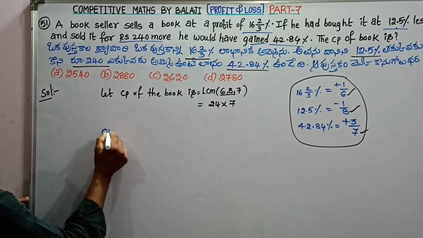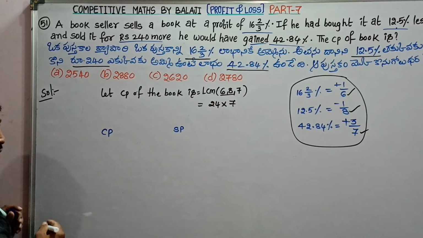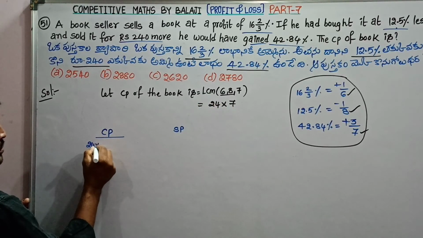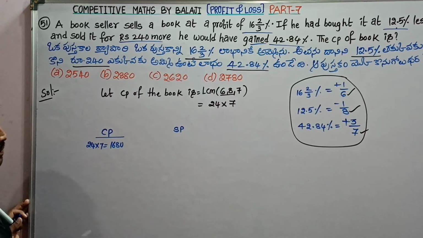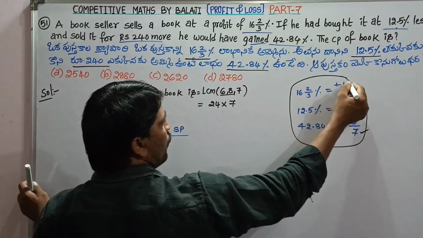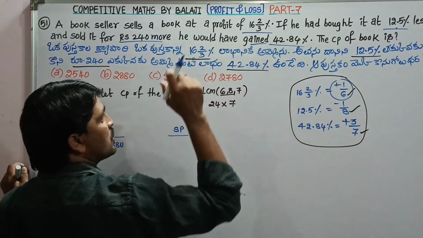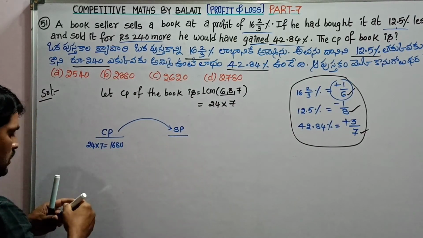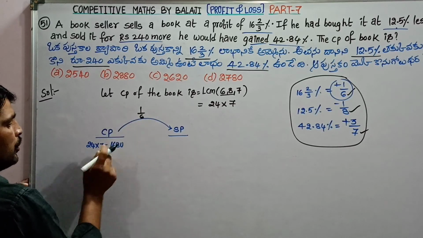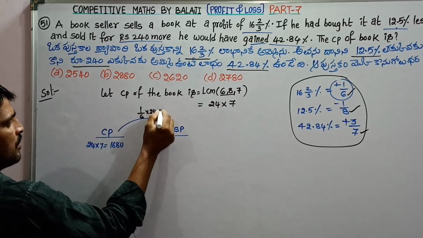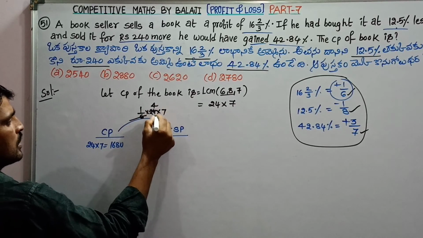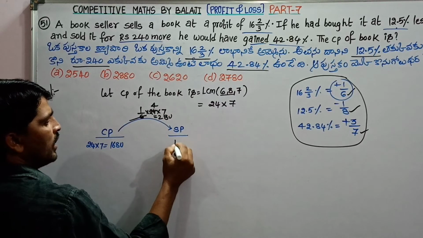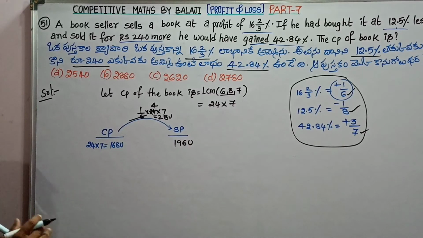Now consider CP to SP. CP is 24 into 7, that is 168 units. And there is a profit of 1 by 6. Given profit is 16 whole 2 by 3%, its fraction value is 1 by 6. There is a profit of 1 by 6 of 24 into 7. 6 ones are 6, 4s are 7 4s are 28 units are profit. So SP becomes 168 plus 28, that is 196 units. SP becomes 196 units.